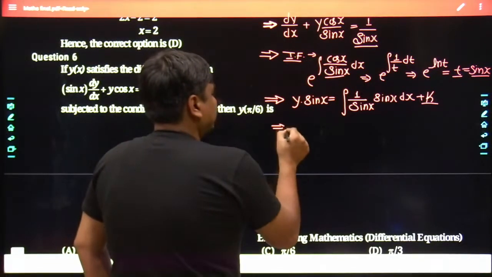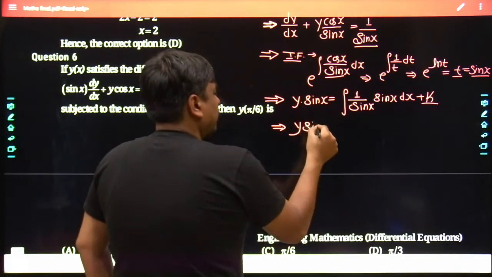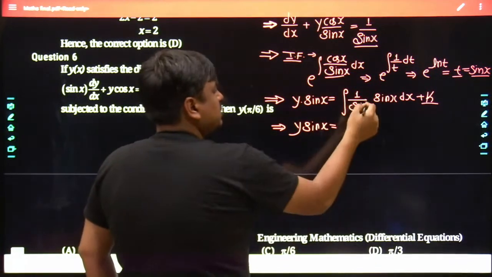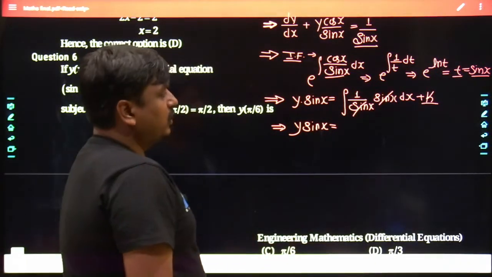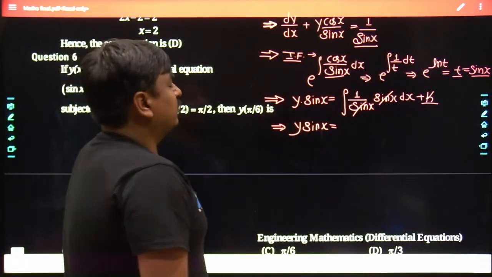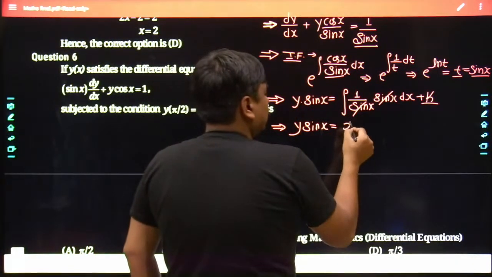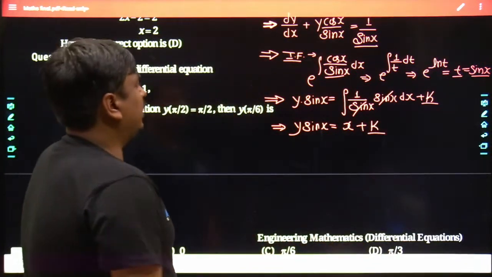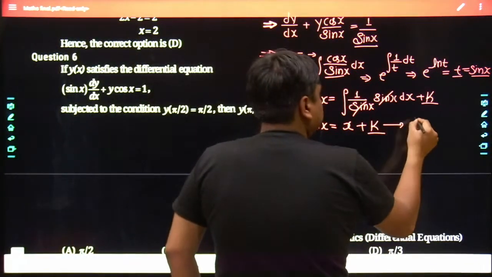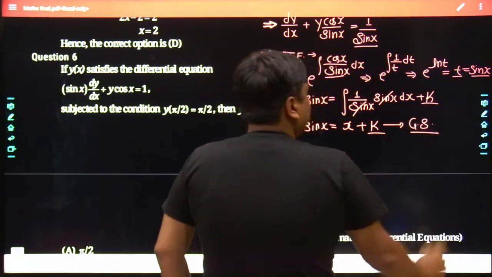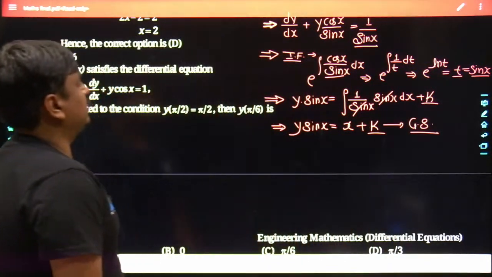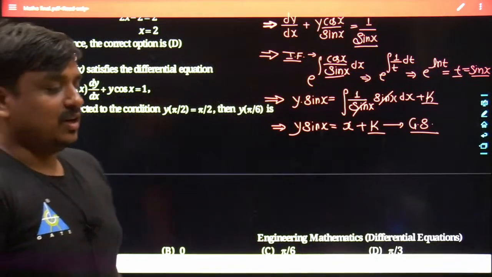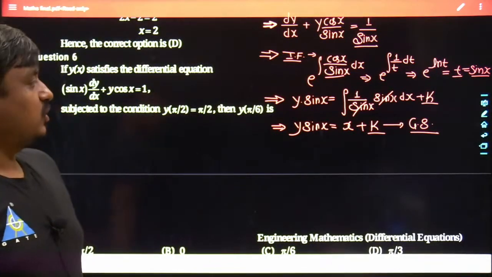So here goes the next calculation. y gets multiplied with sin x, no change. Sin x is going to knock off, so there would be the integration of 1 itself. The integration of 1 is simply going to be x, and here goes k. So it is the general solution of this given first degree Leibniz form of the linear differential equation.